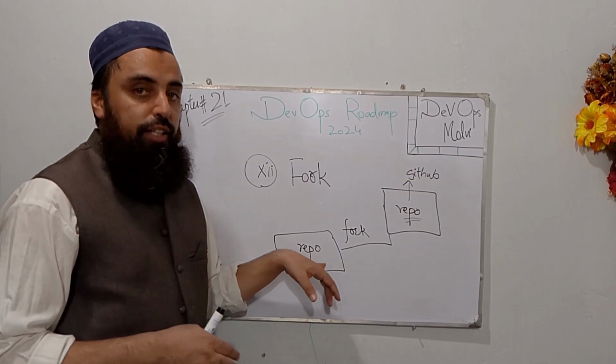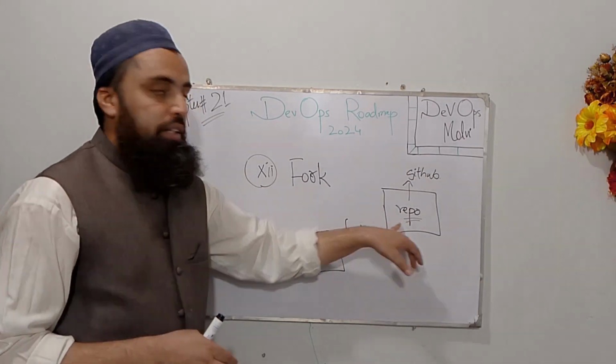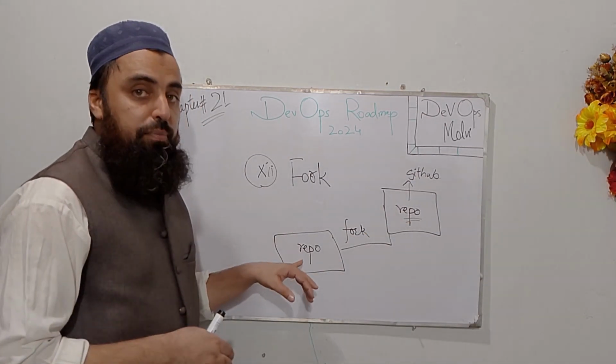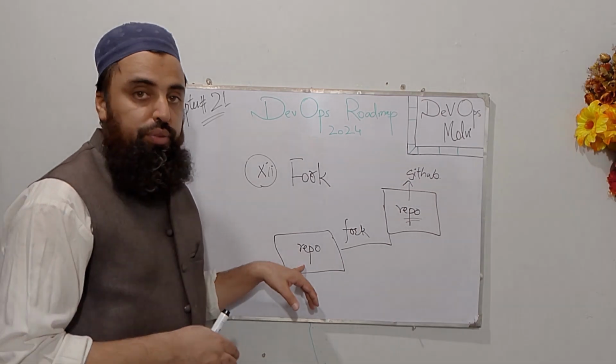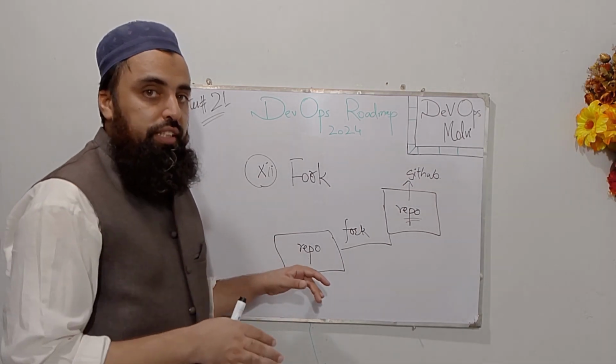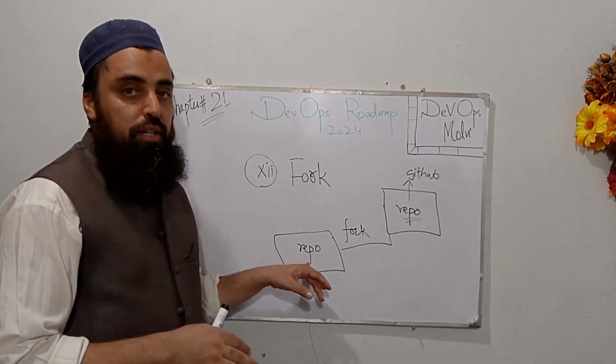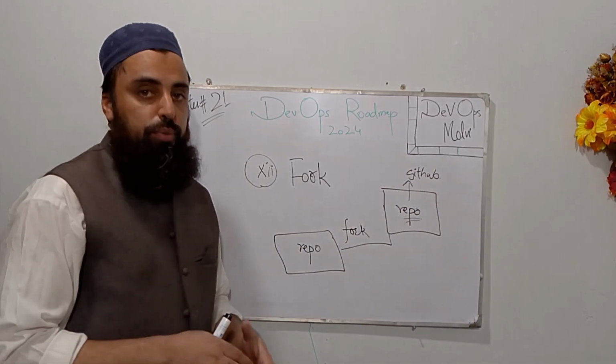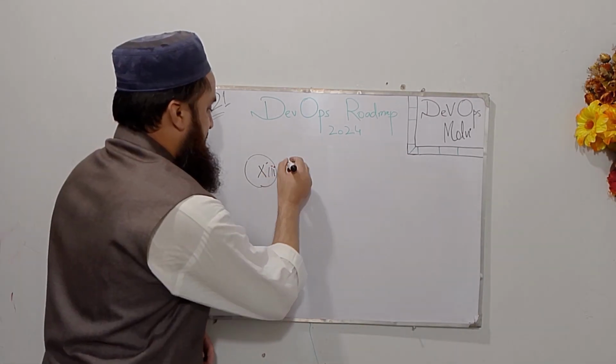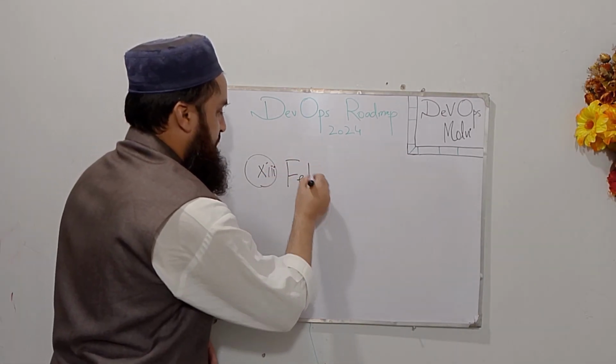So fork is actually the copy of your main repository. And after that, you can make changes in that repository. And after testing those changes, you can then push the changes to the main repository. The 13th term is fetch.